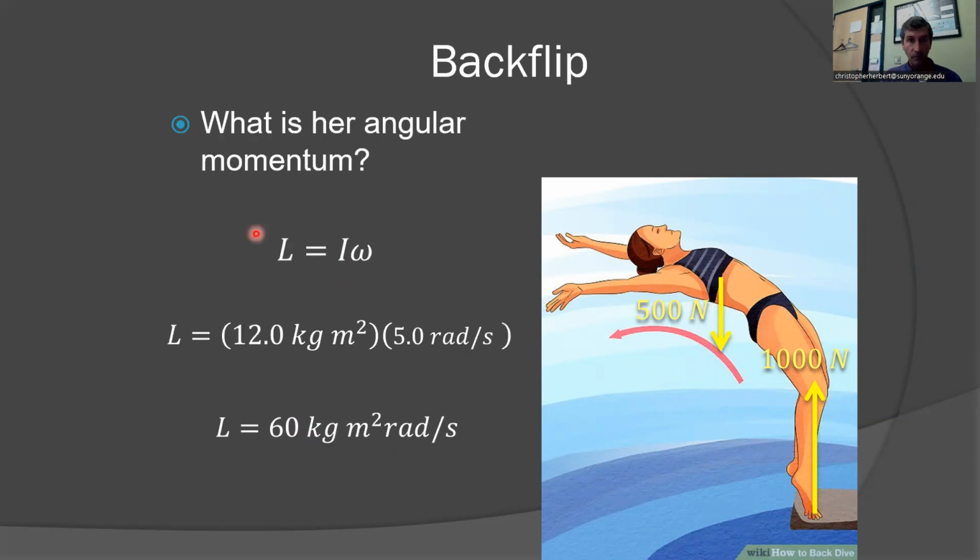And what is her angular momentum as she's doing her backflip? We need to know her moment of inertia. Her moment of inertia when she's stretched out like this, what we call the pike position, is 12 kilograms meters squared. We multiply this times her angular velocity, and that gives me 60 kilograms meters squared radians per second.